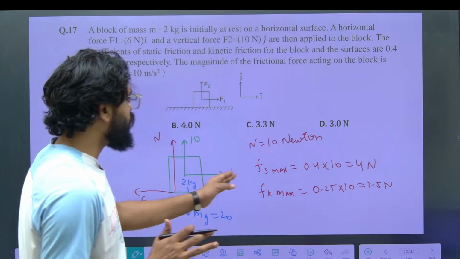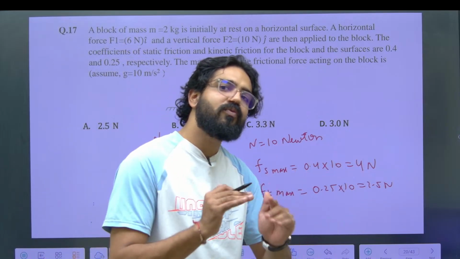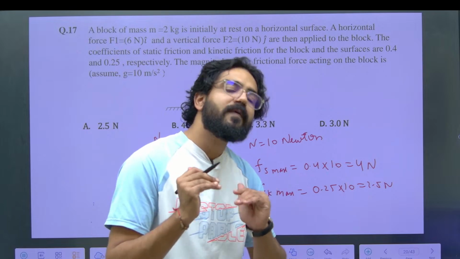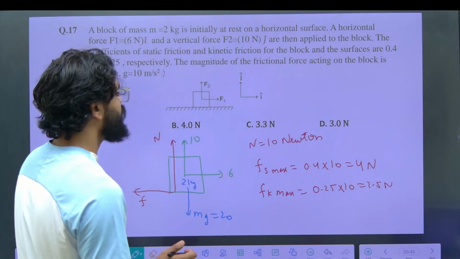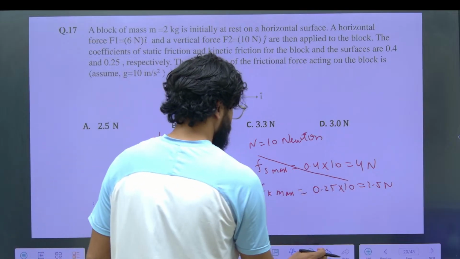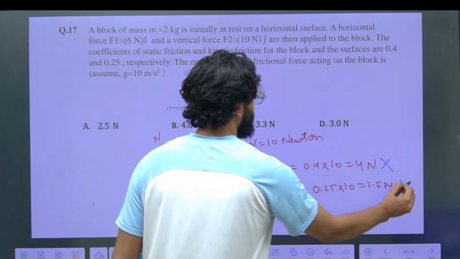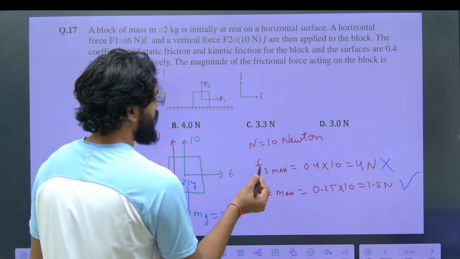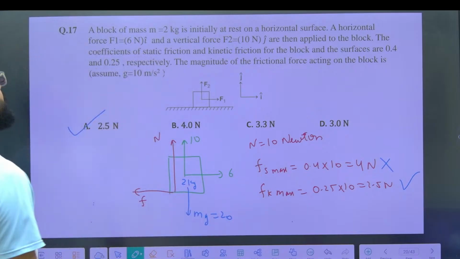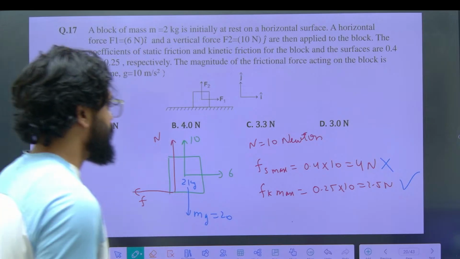friction that this body can have is static friction if it is at rest. But if force is greater than 4 Newton, then this block will move, and as it moves, static friction will stop. Which friction will be applied? Kinetic friction, right? So we won't apply this, we will apply this. So friction over here will be kinetic friction and it will be A. Yes, chaliye.